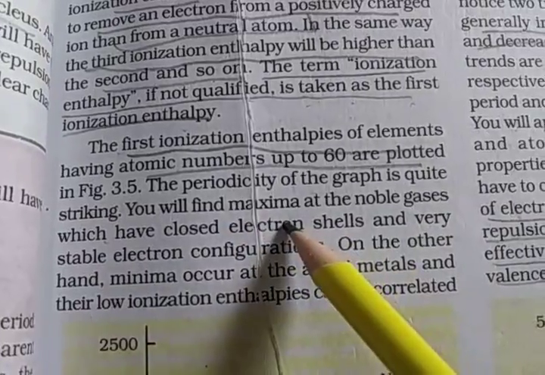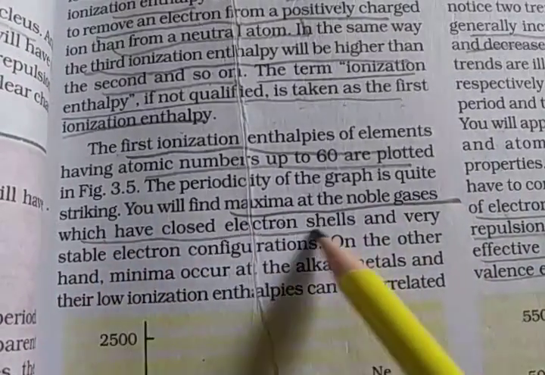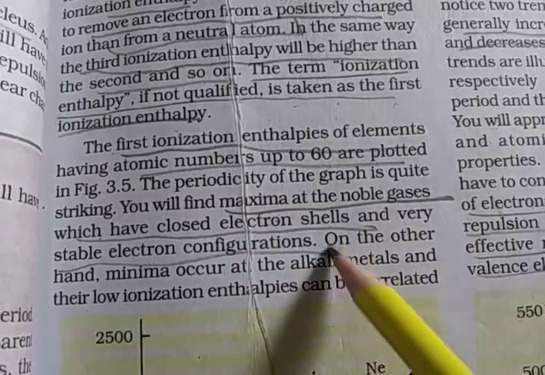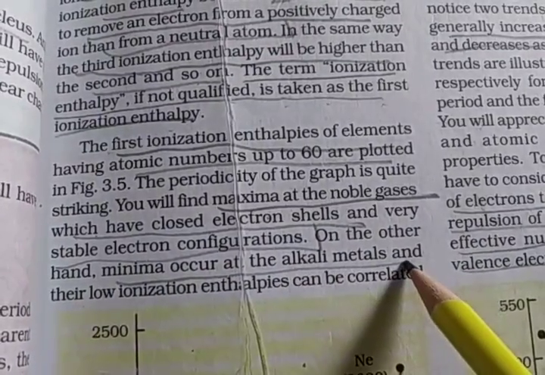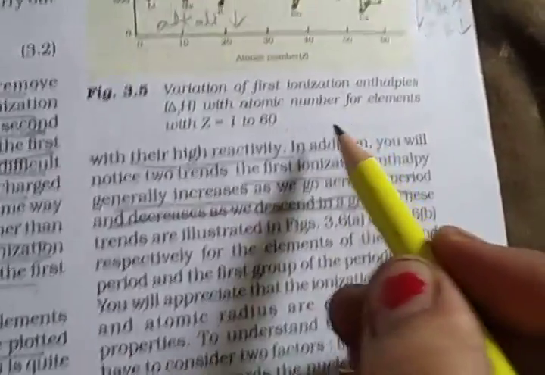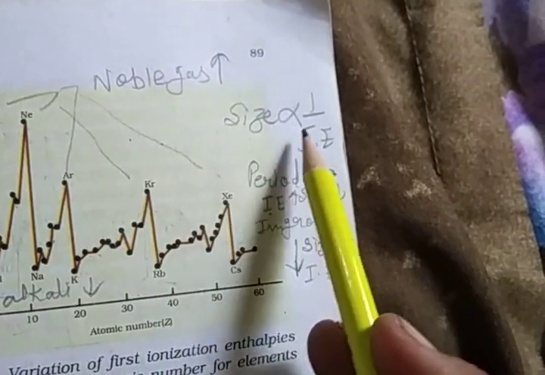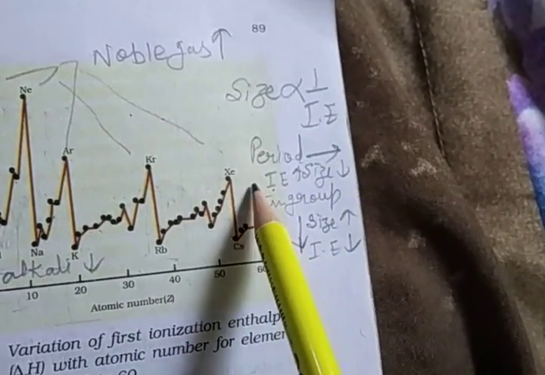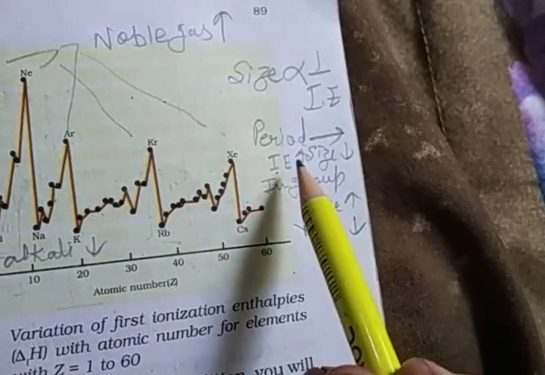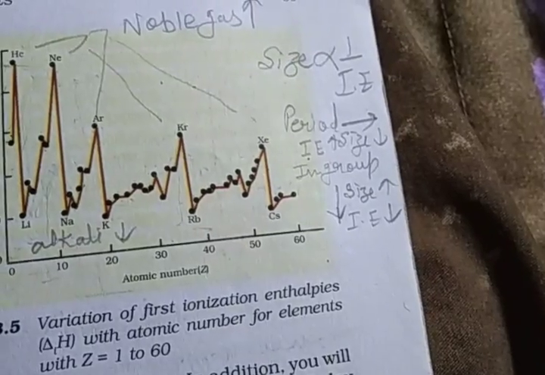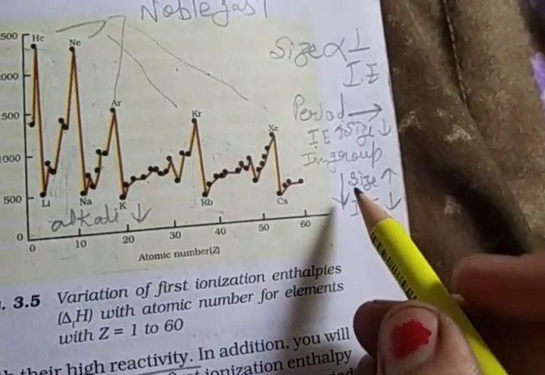So the periodicity of the graph is quite striking, with maxima at the noble gases, which have closed electron shells and stable electronic configuration, and minima at the alkali metals, whose low ionization enthalpy can be correlated with their high reactivity. I already explained this concept: size is inversely proportional to ionization enthalpy. Going left to right, size decreases, so ionization enthalpy increases. Going up to down, size increases, so ionization enthalpy decreases.